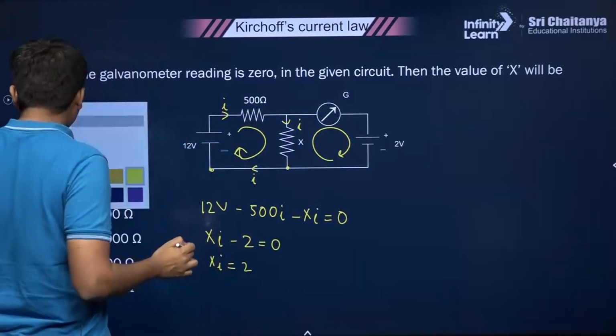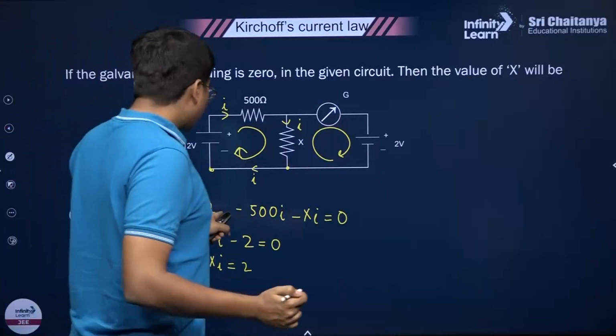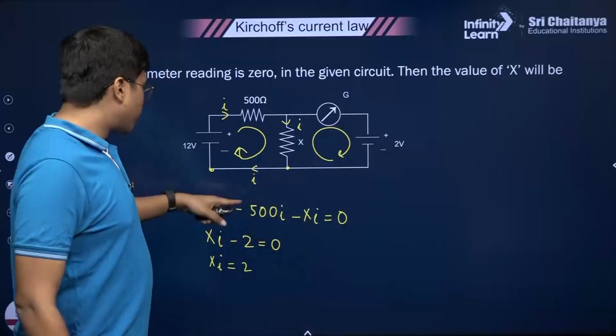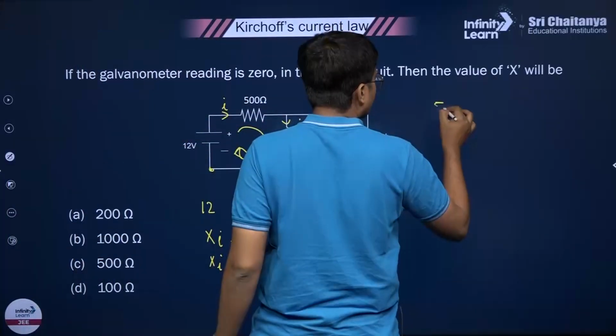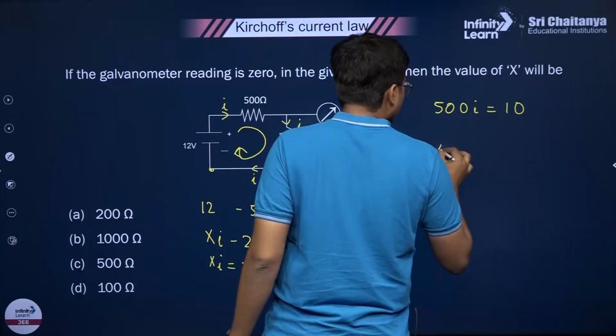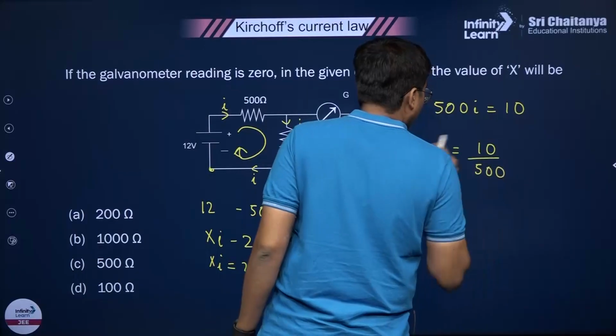If you put that in here, let's remove this volt, there is no point, it will just confuse us with regards to variables. So we have 12 minus 500I minus 2. So 500I is equal to 10. So I is equal to 10 divided by 500.